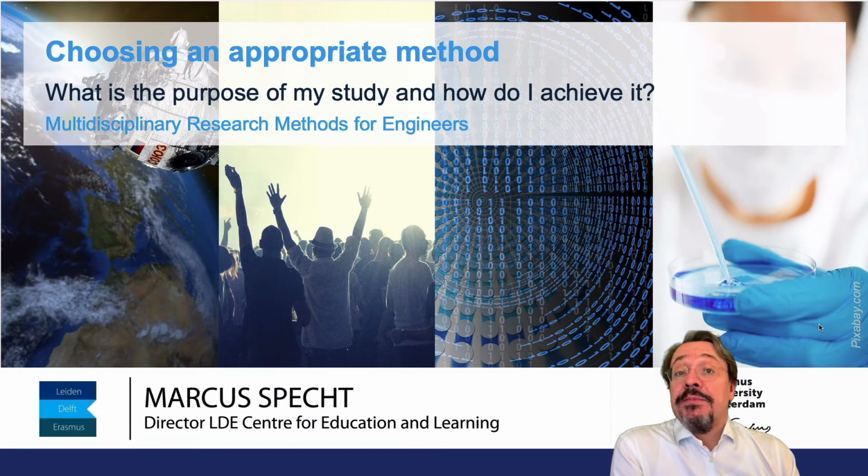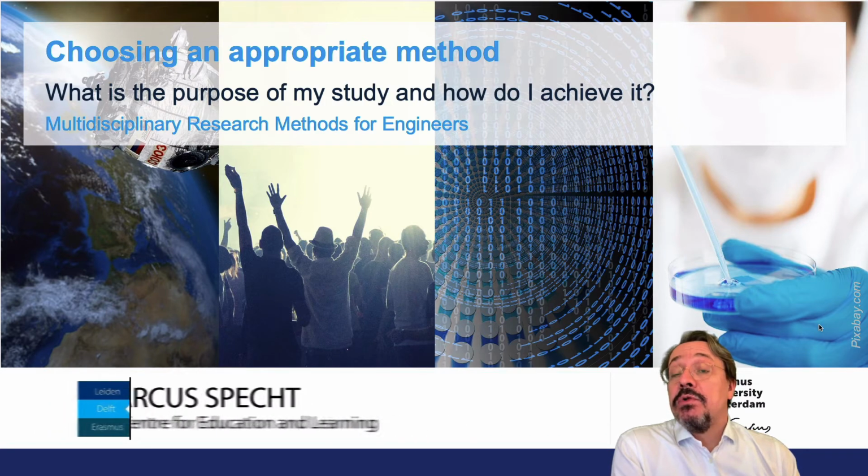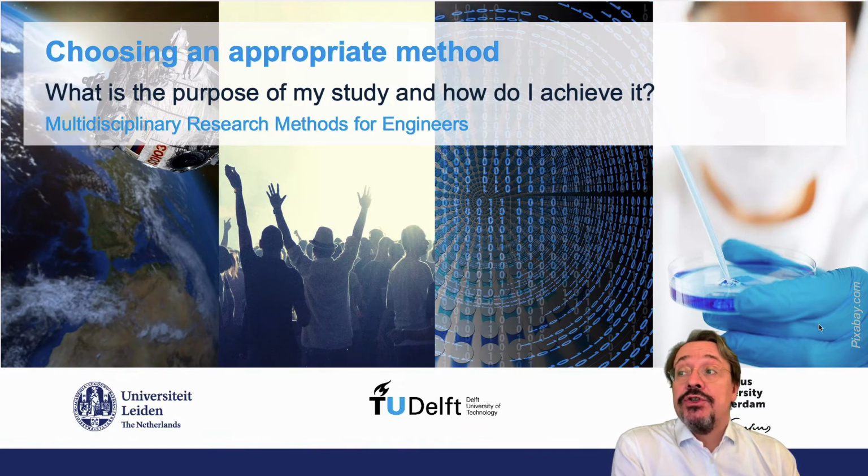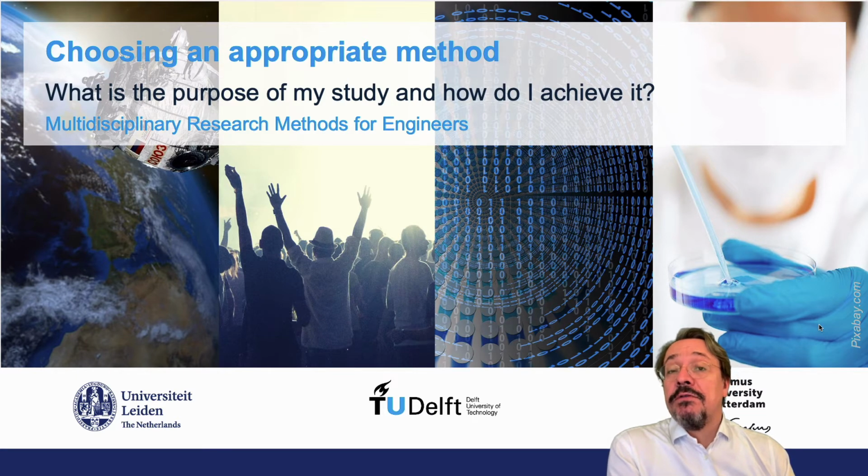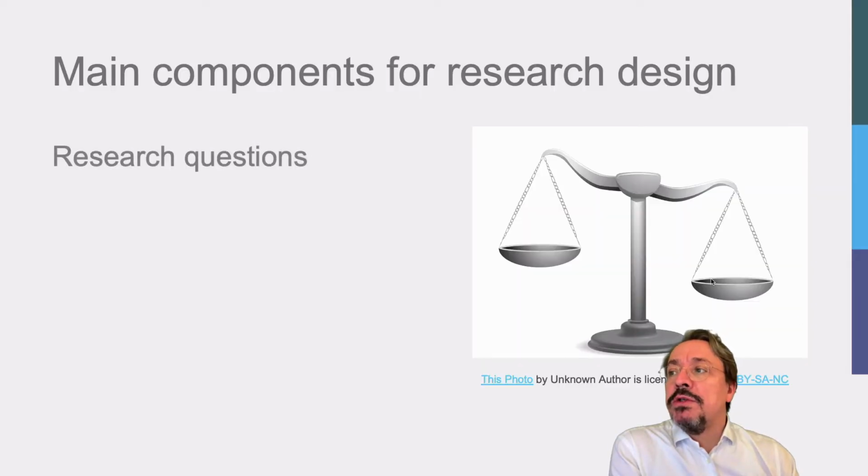Choosing an appropriate method, of course, is one of the most difficult parts in your research design. And it's all about the purpose of your research. So you should ask yourself the question from the beginning, what is actually the purpose of your study, and then how to achieve this. So there are several components when you start to look at your research design, and you need to balance these parts.